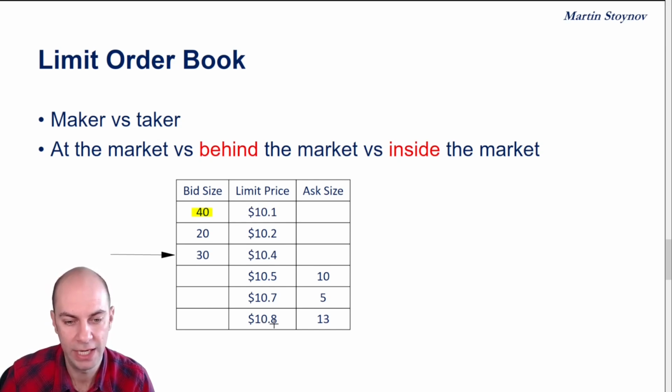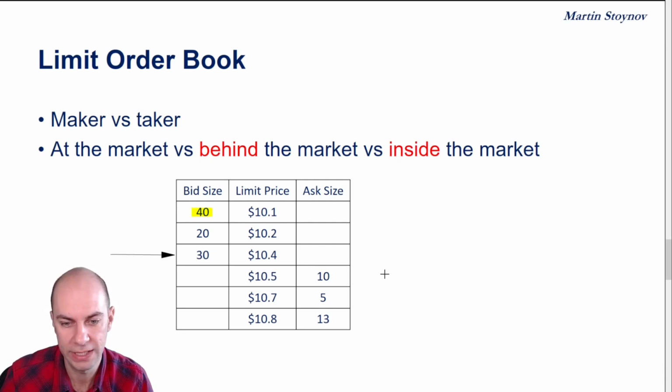Down here is the ask side. So let's start at the bottom. So there's 13 units. Someone is willing to sell 13 units at 10.8. Someone else is willing to sell 5 units at 10.7. And the most aggressive offer is 10 units at 10.5.